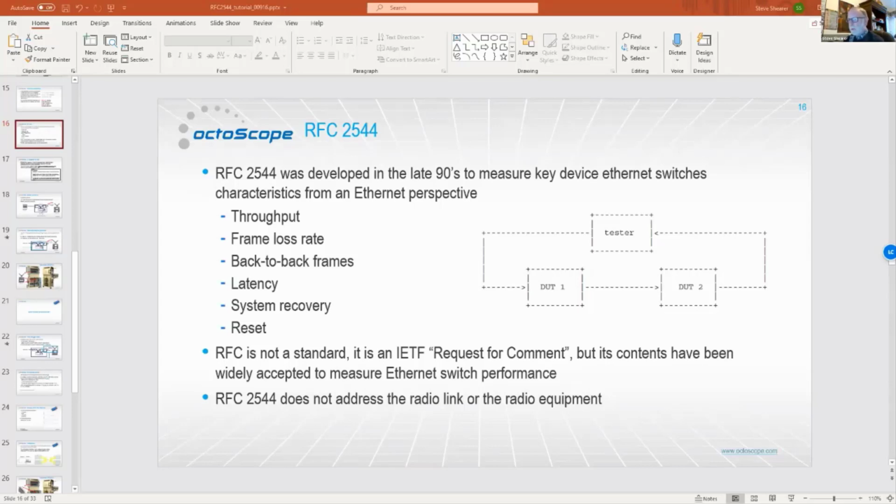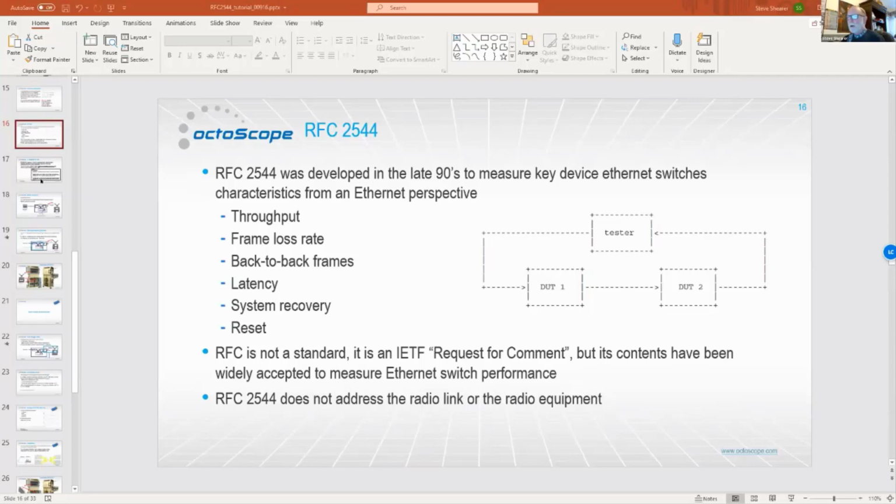But just worth reminding, most of the internet is based on IETF RFCs. These are not actually standards. They are requests for comments, but they are extremely useful documents, and they're widely accepted in many different areas, including, of course, Ethernet switch performance. So again, just a reminder, 2544 was invented to check out the Ethernet switch performance. There's no mention in there of any radio performance.